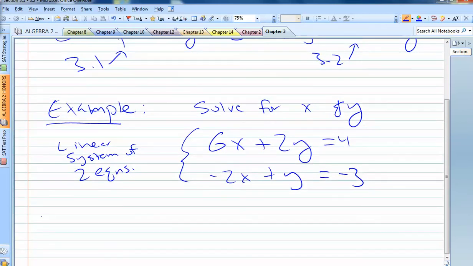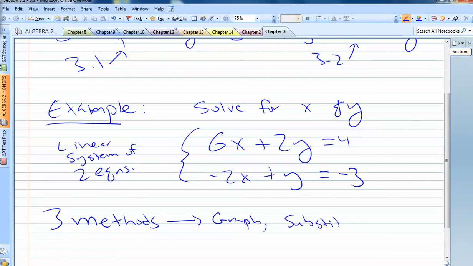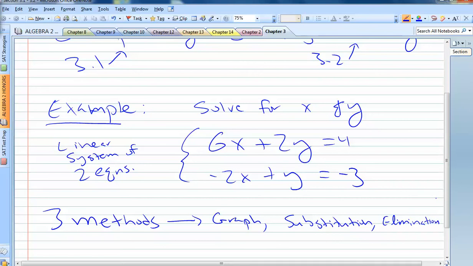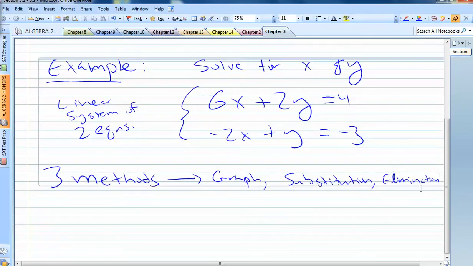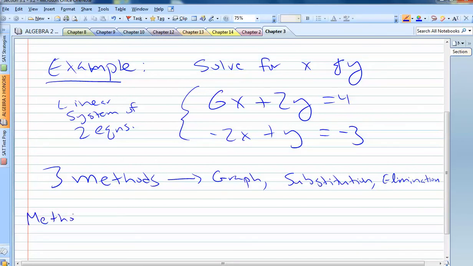So there's going to be three methods we'll use. We're going to graph. We're going to use substitution. And we're going to use elimination. So there are three ways we'll do this. Let's try the graphing way first. So method 1, which will be a graph.